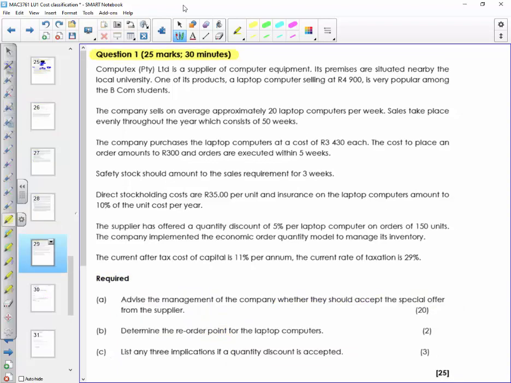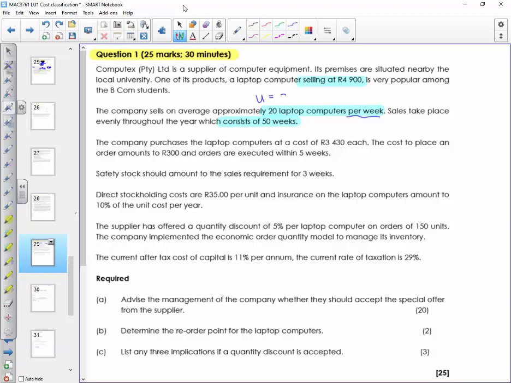Computex is a supplier of computer equipment. Its premises are situated near the local university, and one of its products, a laptop computer, is selling at $4,900 and is very popular among the BCom students. The company sells, so that's important to note the selling price if we need it, on average approximately 20 computers a week, so not per year. The sales take place evenly throughout the year and the year consists of 50 weeks.